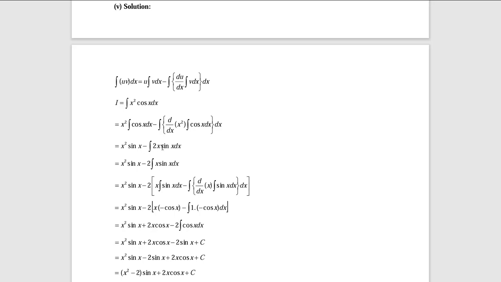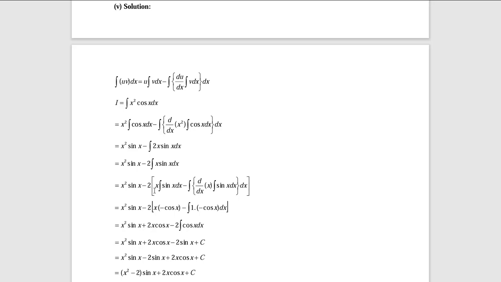Now minus integration of d dx of x square, which is equal to 2x, and integration of cos x is sin x. Now we took this 2 to the left side of the integration sign, and we have to apply the uv formula again in this part. Since we now have u and v here, we have x and sin x, so we can assume x as our u and v as our sin x. So we wrote x square sin x as it is and minus 2. Then we applied the uv formula in this part.